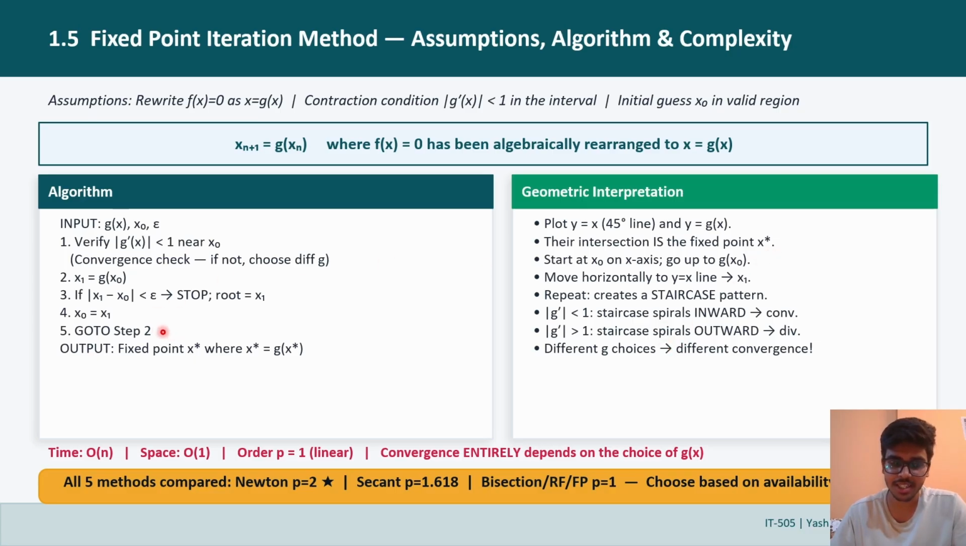Now its time complexity is O of n, space complexity is O of 1, order of convergence is 1, which is linear for contraction mapping. The entire success of the method depends on choosing a good g of x.